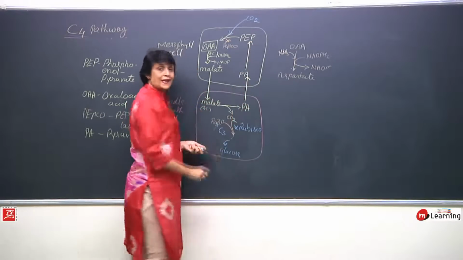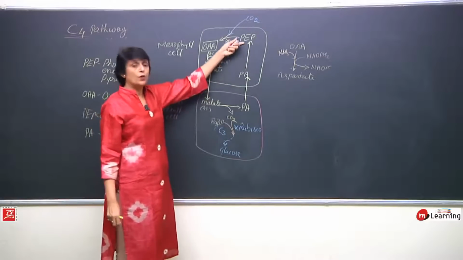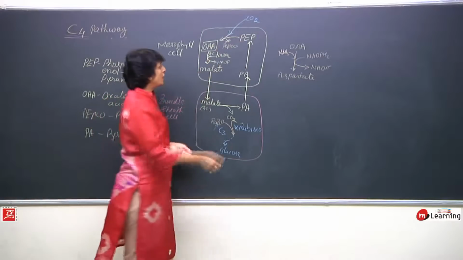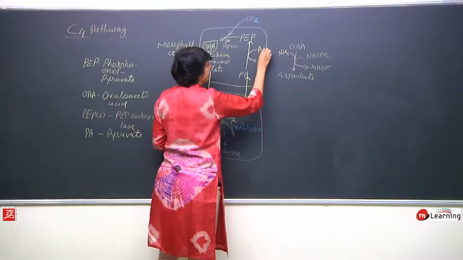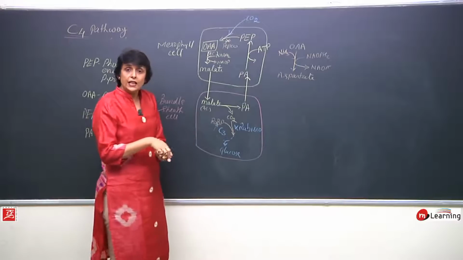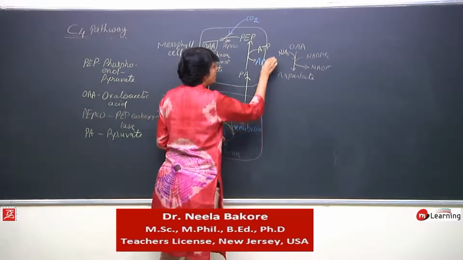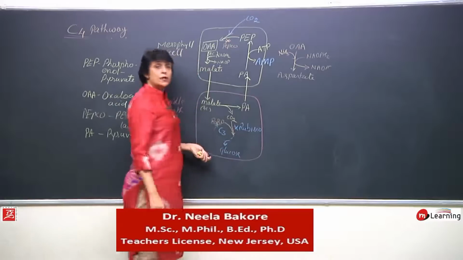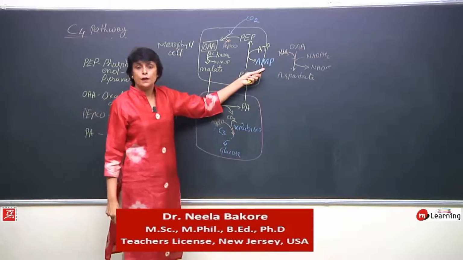This pyruvic acid is without phosphate. So the phosphate has to be added in order to regenerate phosphoenol pyruvate. So in this case, ATP is required. This ATP dissociates into AMP, that is monophosphate, from triphosphate to monophosphate.